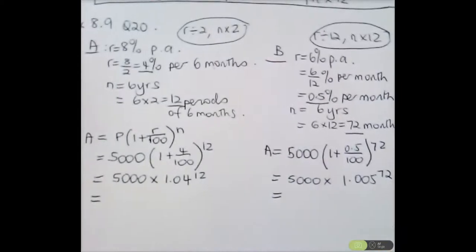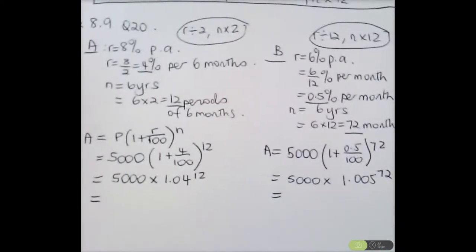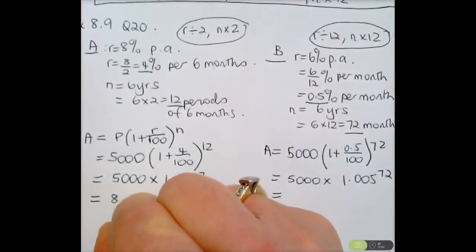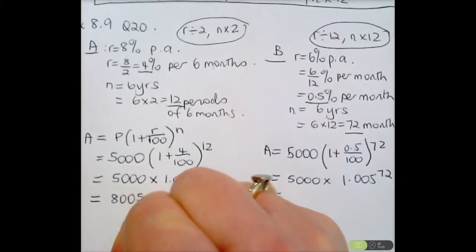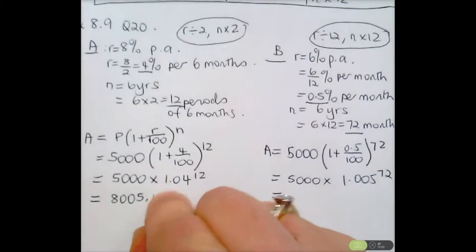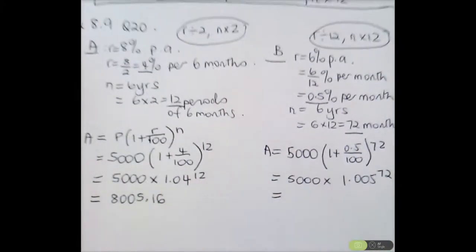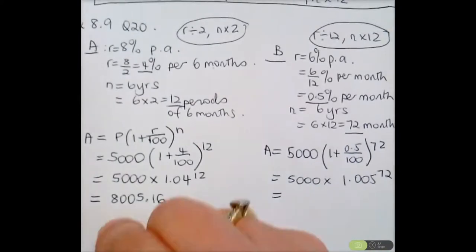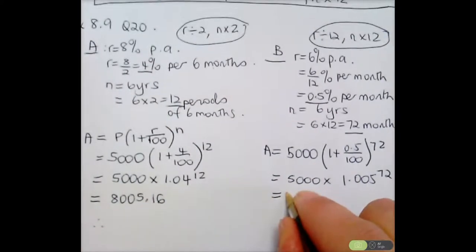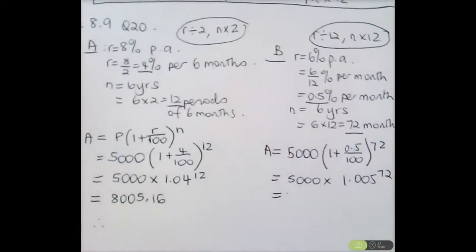So now you can compare the final amounts for each of those investments. 8,005.16109, that'll do 8,005.16. And just 2 decimal places for money. And the second one? That's 7,160.22.